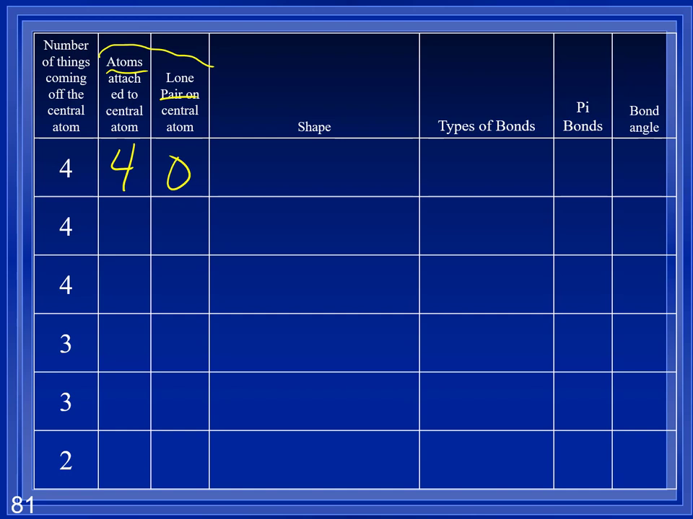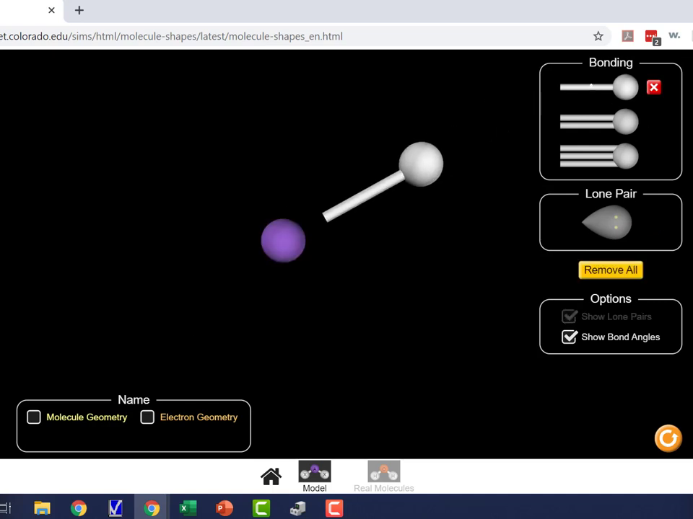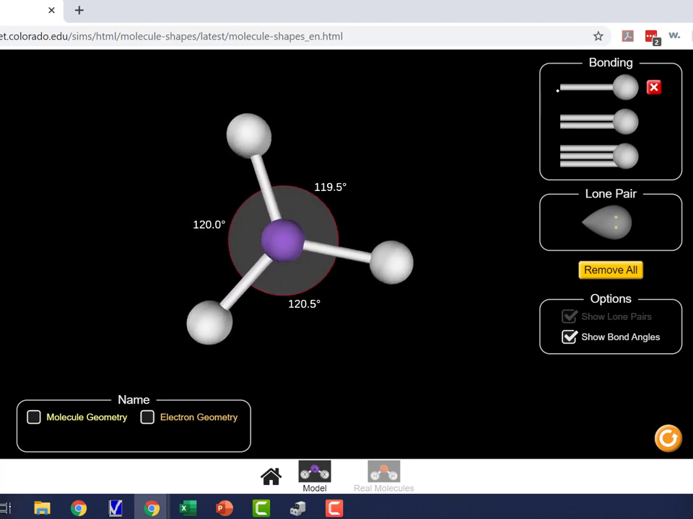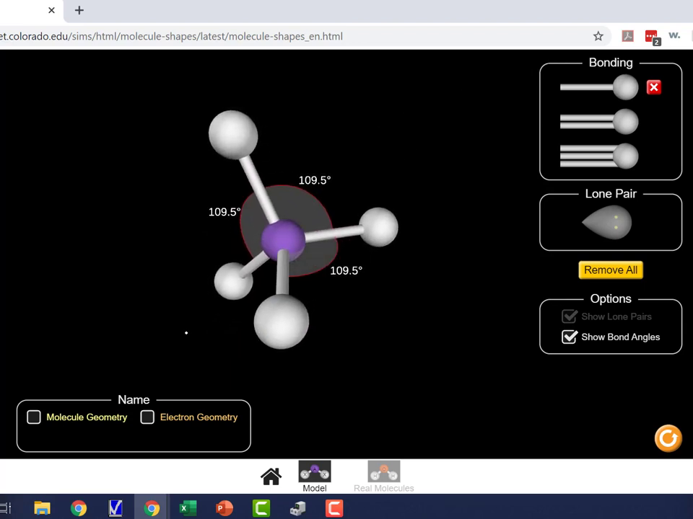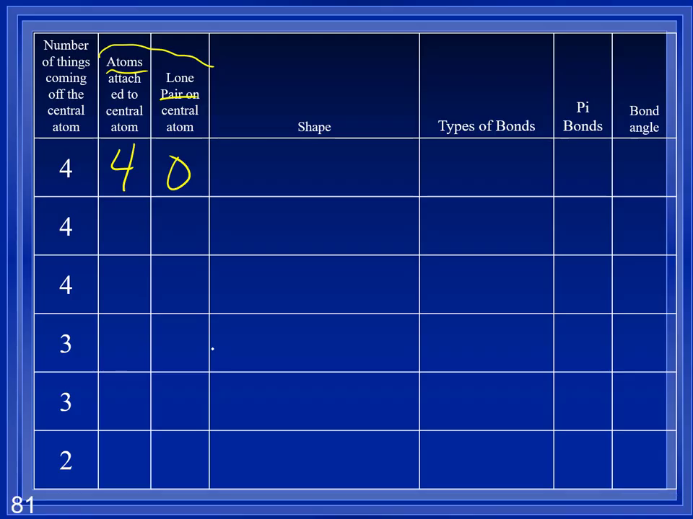What shape would give us 4 atoms and no lone pair? Well, that's a tetrahedron. The second atom is going to go as far away as possible from the first. The third is going to push those other 2 closer together. And the fourth is going to take us into 3 dimensions. That molecule is called tetrahedral, because that's as far apart as 4 can get. So that shape is called tetrahedral.